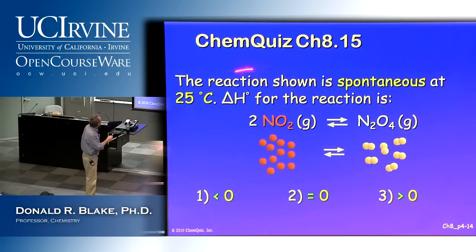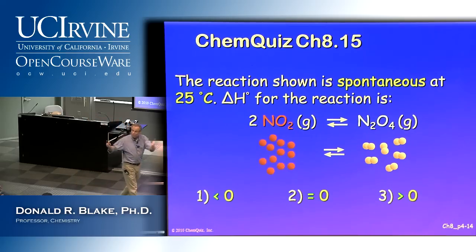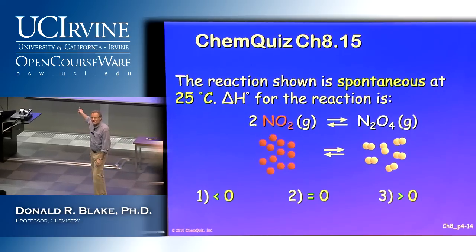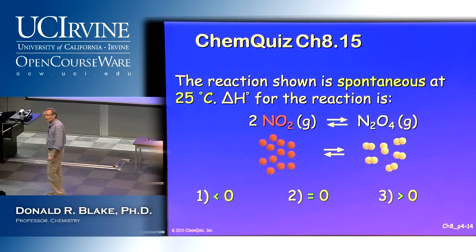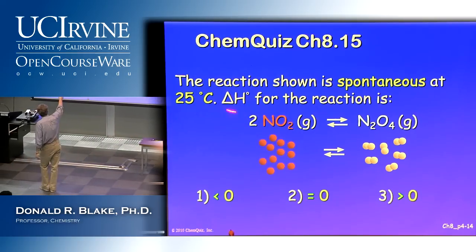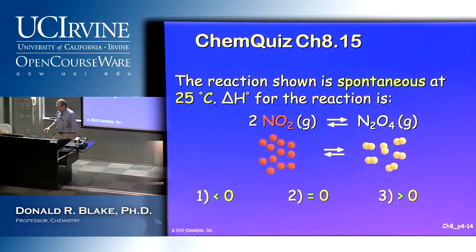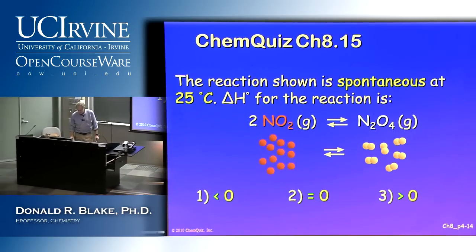Now, this is just saying it's spontaneous at 25 degrees C. What we learned before is we can find a temperature at which this is spontaneous. But this is saying at 25 degrees C, therefore, this must be less than zero. I just hope the answer is less than zero. Hope it's number one.